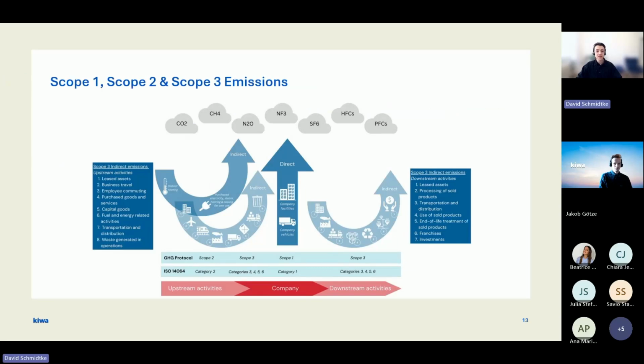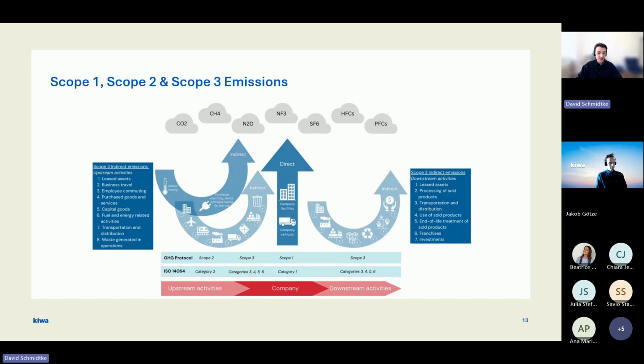And all of this is basically summarized here in this picture. You have the split of emissions between Scope 1, Scope 2, and Scope 3, or categories 3 to 6. You have the Scope 2 emissions, which are indirect over here, and you have all of the different Scope 3 emissions, the indirect ones, here and here, upstream and downstream.